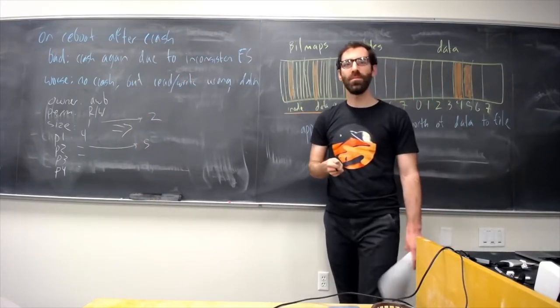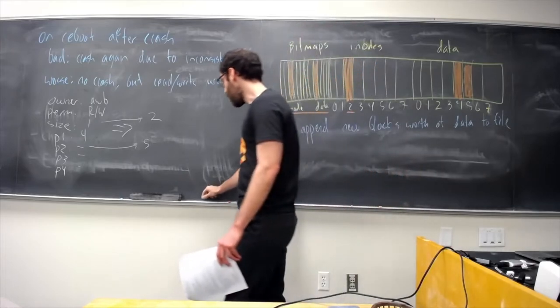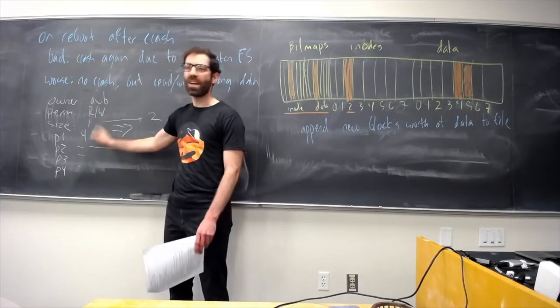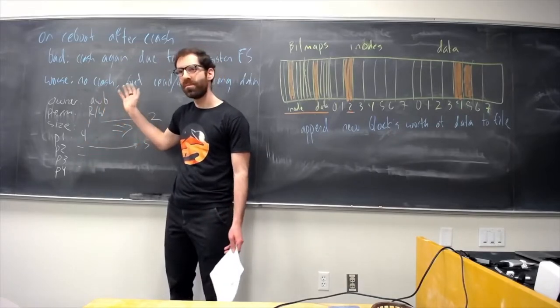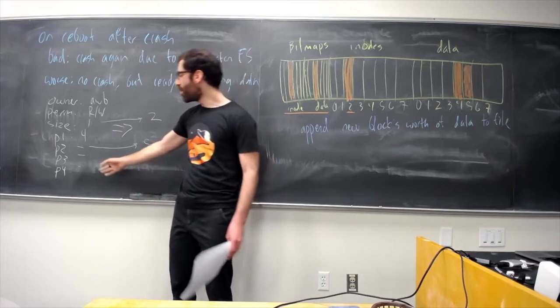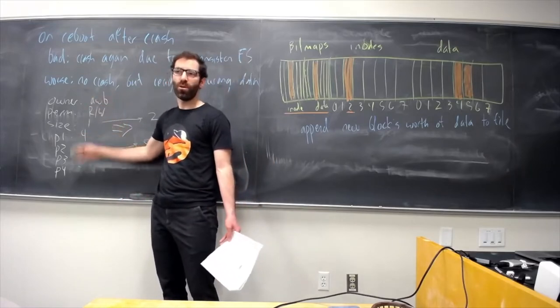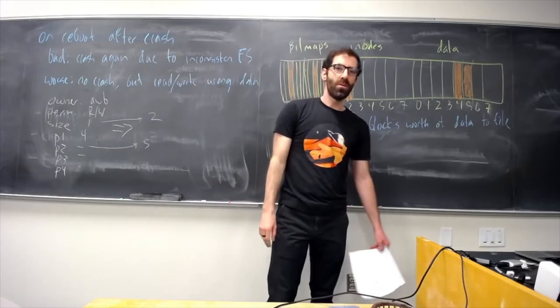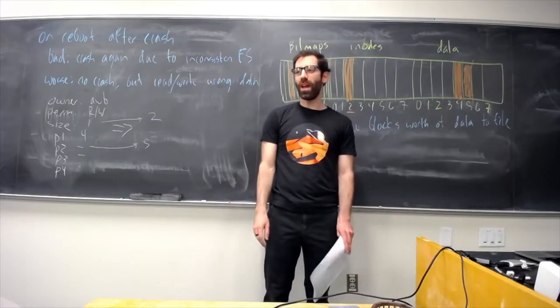Sorry, why do we only have 4 pointers, not 8? In this simple example, I've said the max file size is 4 blocks. Gotcha. Or maybe one of these could be indirect, and then you could have more. But just imagine we've said max file size is 4 blocks. We're not going to let any file take up more than half of our tiny disk.